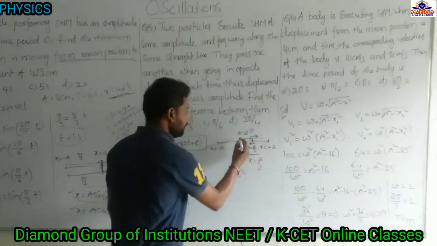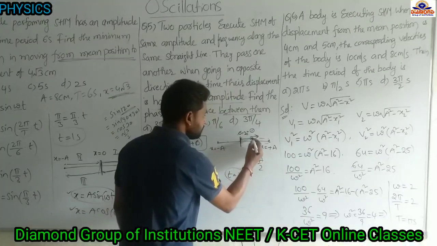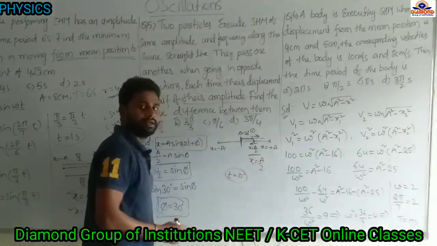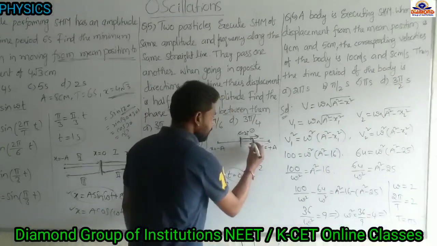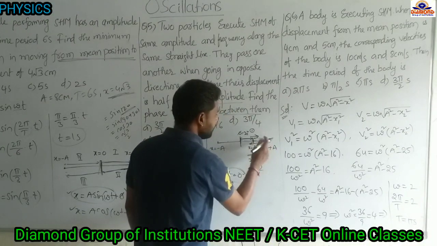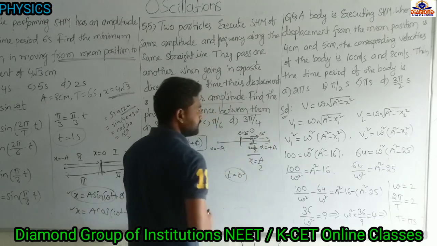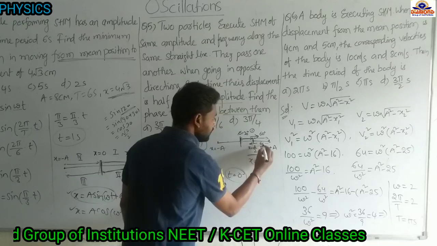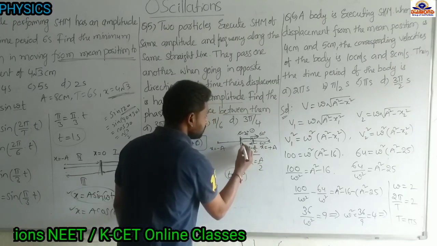Now from the mean position, whenever the particle's displacement is x equal to a by 2, how much angle is it making? 30 degrees. Then from a by 2 to the extreme a, how much angle will it make? Total angle is 90 degrees, so here to here it will make 60 degrees. From here to here also 60 degrees, and from here to here also 30 degrees.